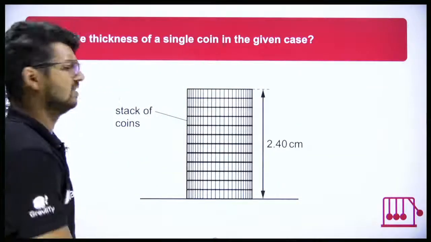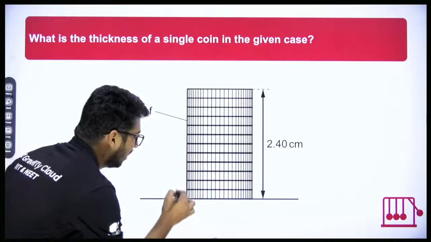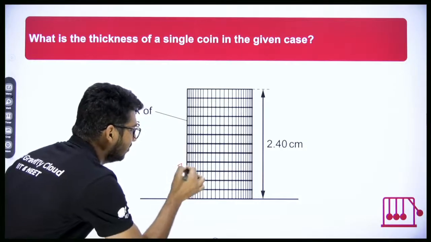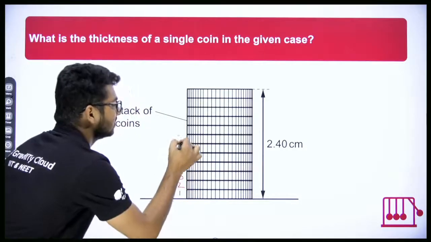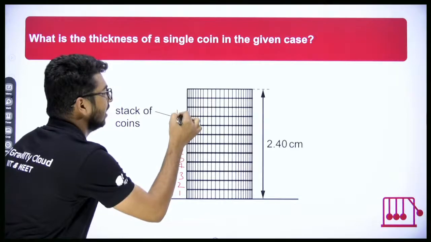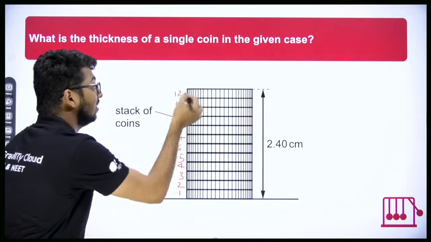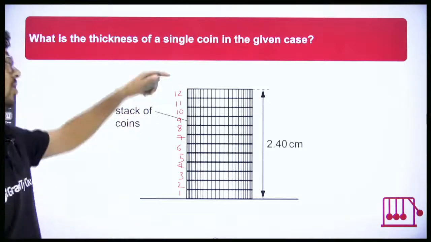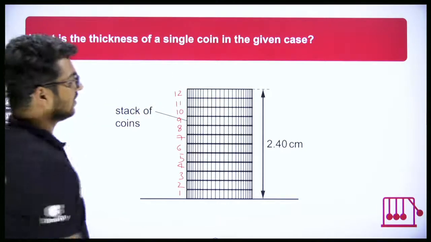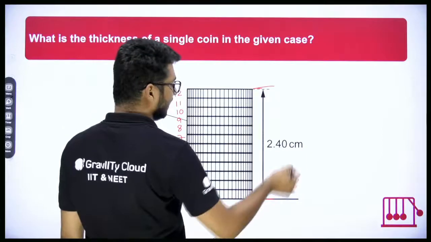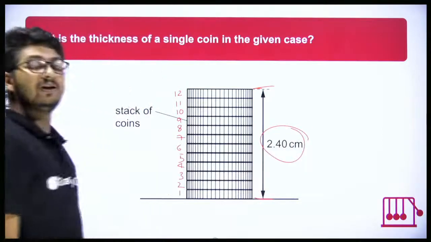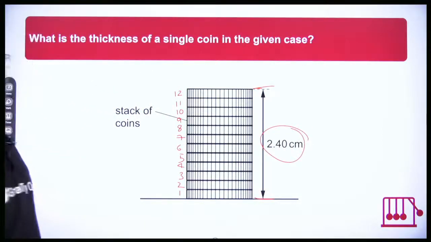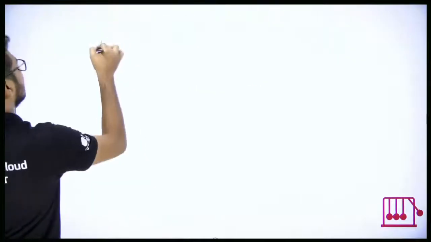Sir, how many coins are there? Let me count it. 1, 2, 3, 4, 5, 6, 7, 8, 9, 10, 11, 12. There are 12 coins in this case, not 10. How many coins? 12 coins. Now what is the total thickness? See, from here to here, the total thickness is given as 2.4 centimeter.